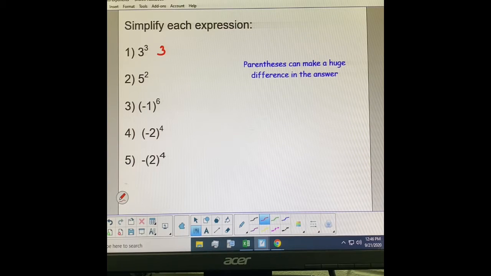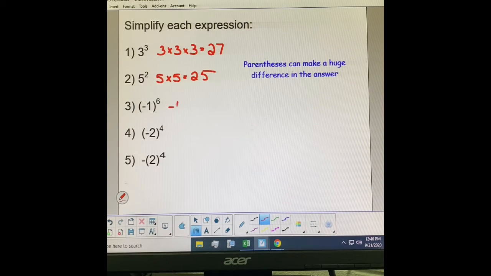Simplify these expressions, pretty easy. 3 cubed is 3 times 3 times 3, which is 27. 5 squared is 5 times 5, which is 25. Negative 1 to the sixth is negative 1 times negative 1 times negative 1 times negative 1 times negative 1 times negative 1, which makes positive 1.